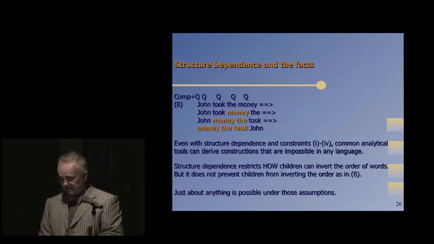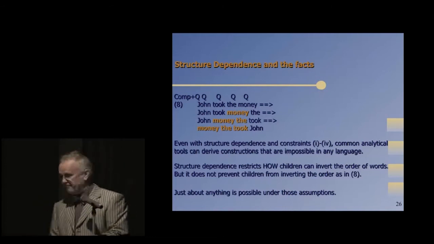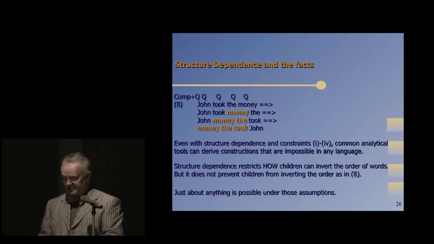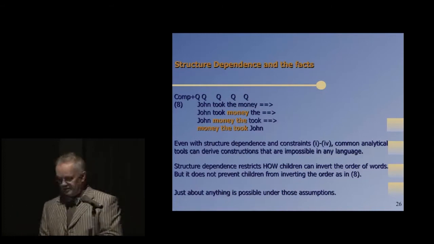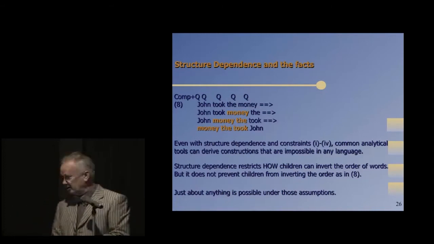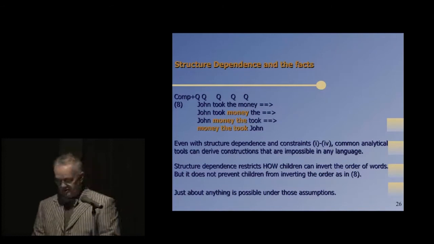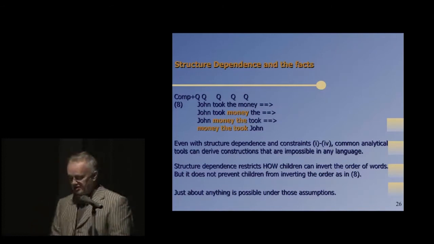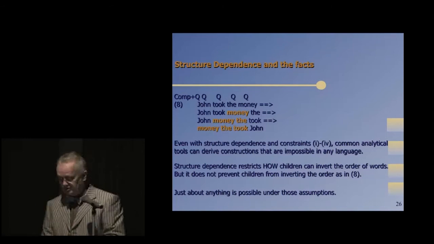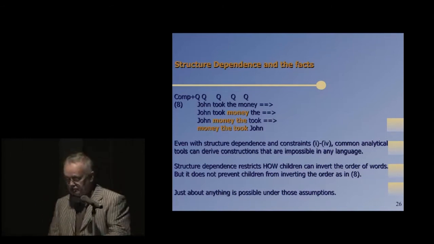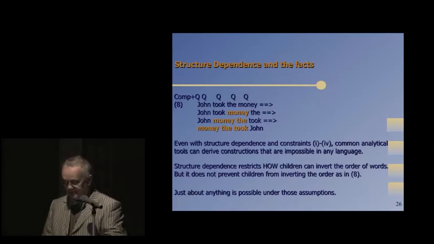And at the end of the derivation, the only Q feature left is the one in comp, and that's fantastic because that's the one that's interpreted. And you get the result, money, the, took, John, the reversal of the order. So even with structure dependence and with the addition of the four constraints I gave above, common analytical tools can derive constructions that are impossible in any language.